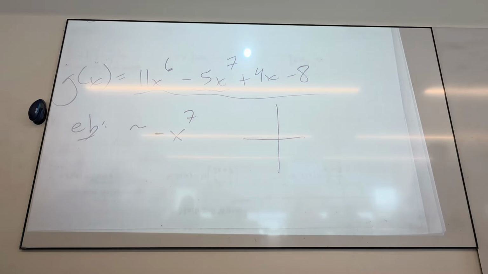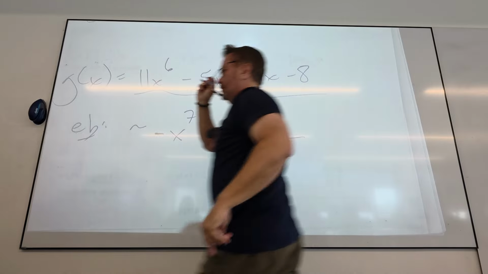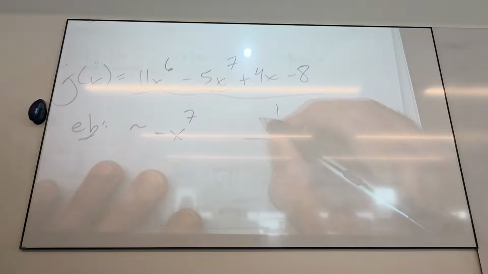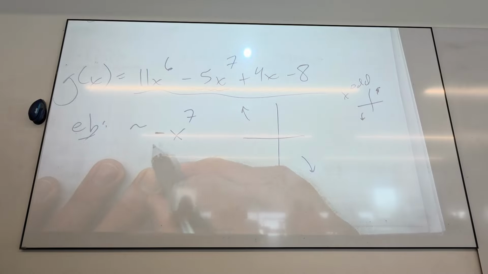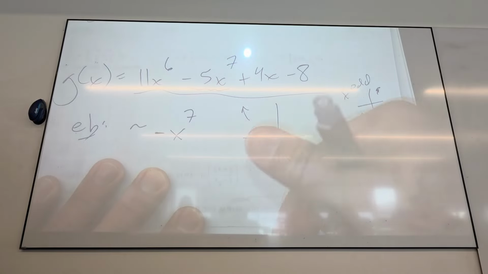Okay, good. You see? So a multiplier is just going to change how quickly it goes up, and I'm not getting that kind of detail. I just need to know what it's doing at the ends. So at the ends, this thing is doing this. Is that cool? Because x to the odd looks like this at the ends. So negative x to the odd should just reflect.